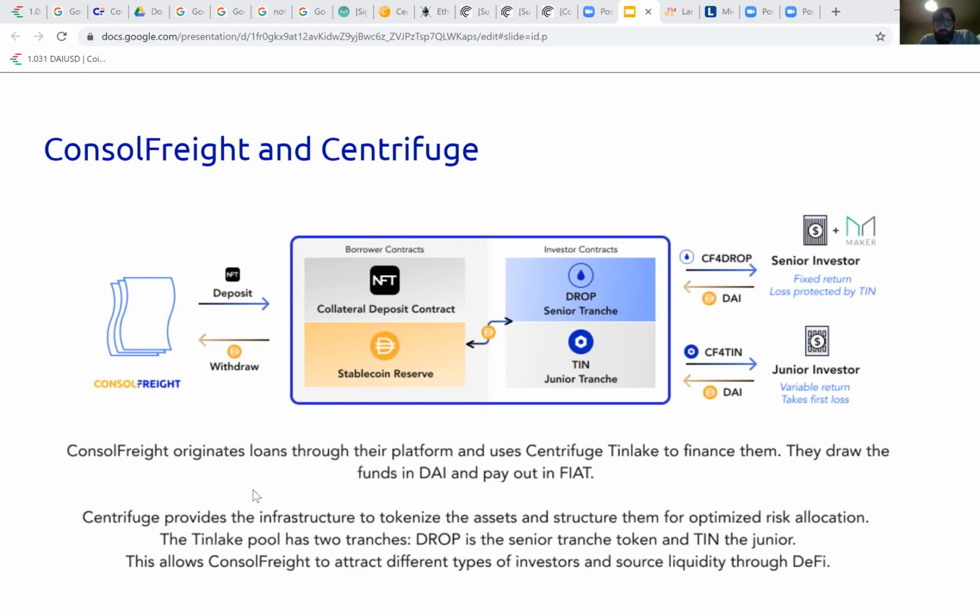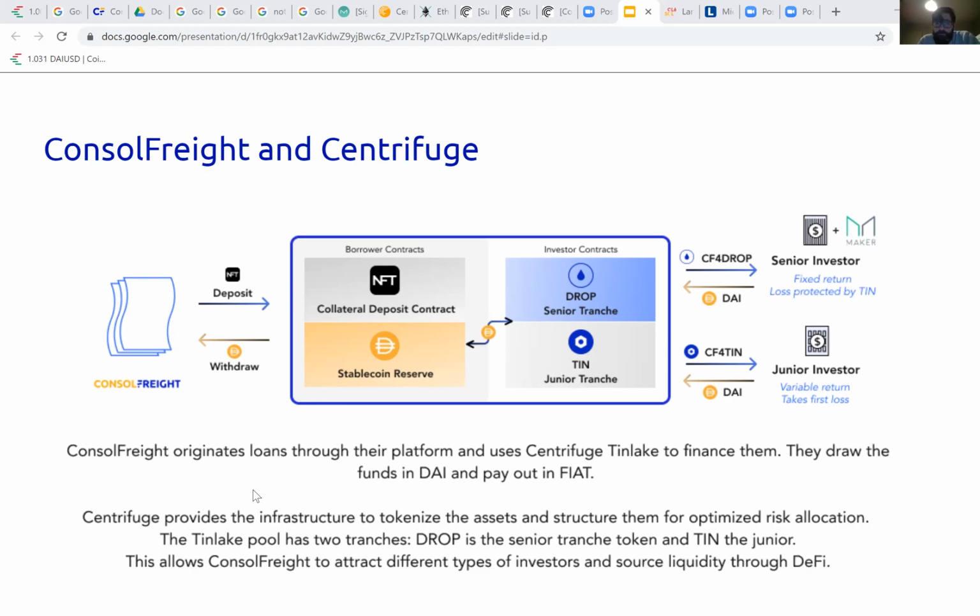Regarding the structure of the pools, Centrifuge has created a dual token model that simulates a junior and a senior tranche, and they are called DROP and TIN. DROP is the senior tranche and TIN is the junior tranche. The idea is to attract different types of investors, because there are investors willing to take more or less risk, and that helps to attract people to put money on it.